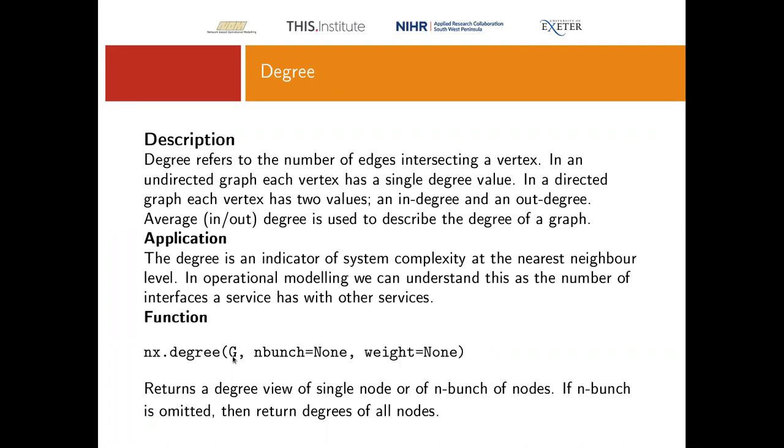Okay, so the function itself is just degree. You pass in the graph object, represented here by G, and you can define the subset in nbunch, a subset of nodes, as a list of node labels or node IDs. You can also pass in the weight attribute if there are weights associated with the edges. What this returns, if you just pass in a single node, is the degree of that node. Otherwise, I believe it comes out as a pandas data frame or a NumPy matrix, and it returns the degree of all the nodes, so it will have the node ID and the degree for that node.